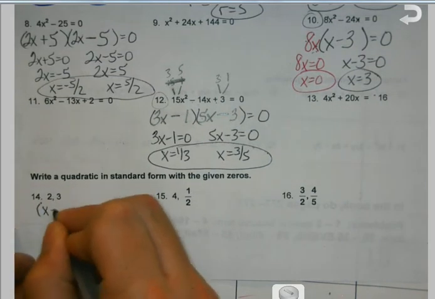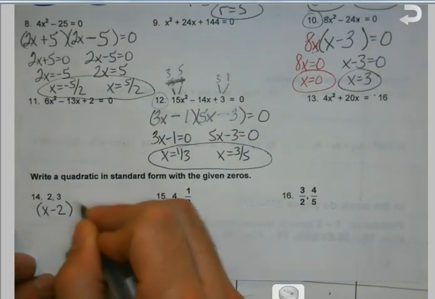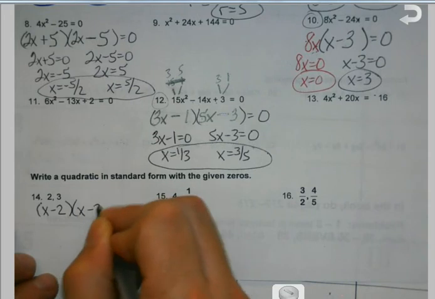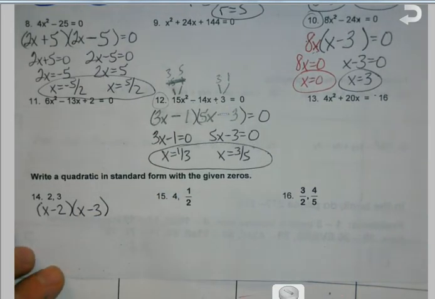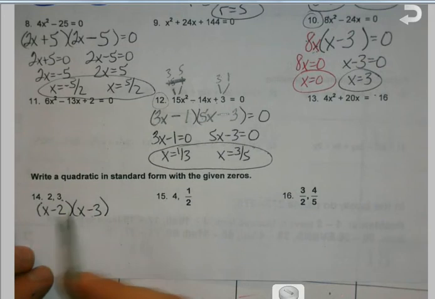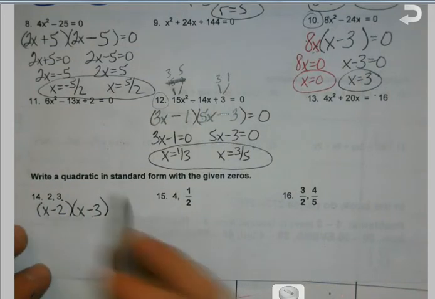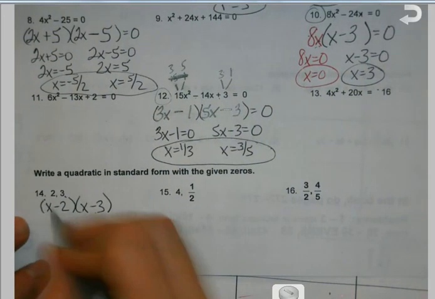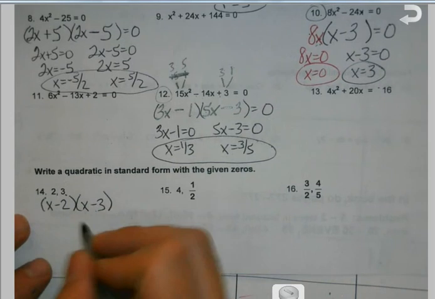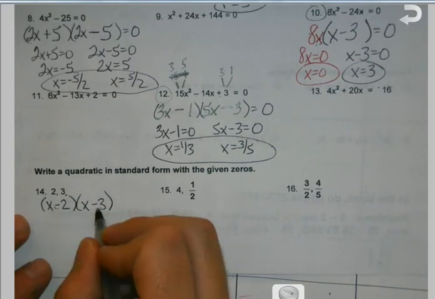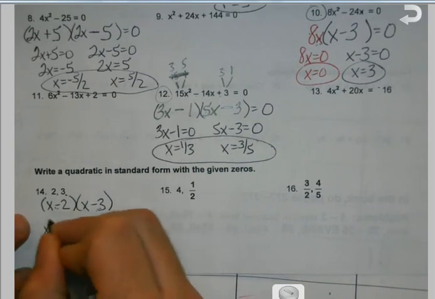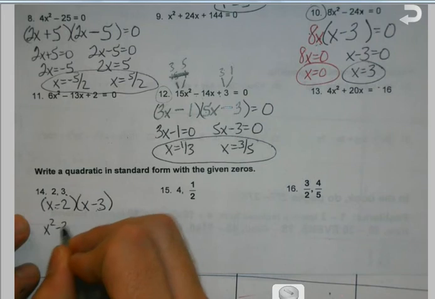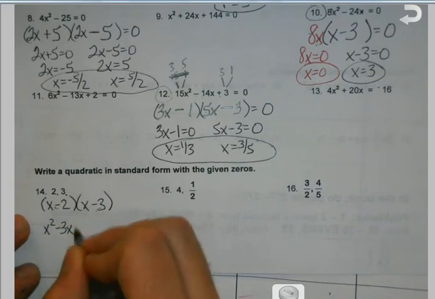positive 2 would get me a minus. Positive 3 would also get me minus, because if I were setting those equal to 0, well, I'd add the 3, I'd get 3. I'd add 2, I'd get 2. But write the quadratic means I have to FOIL this out. So once I get my 2 quantities figured out, I'm going to go ahead and I'm going to FOIL this out.